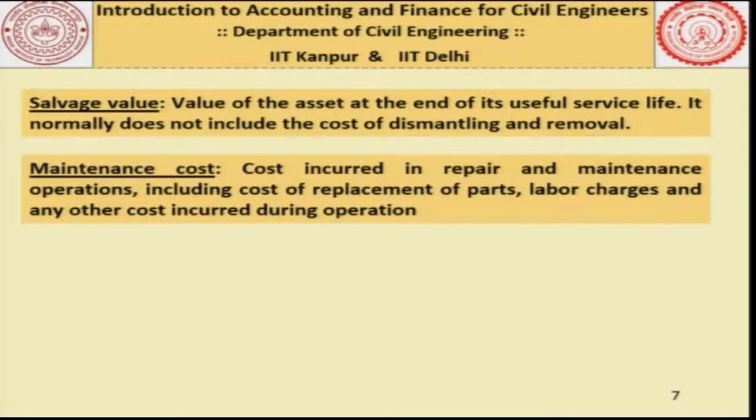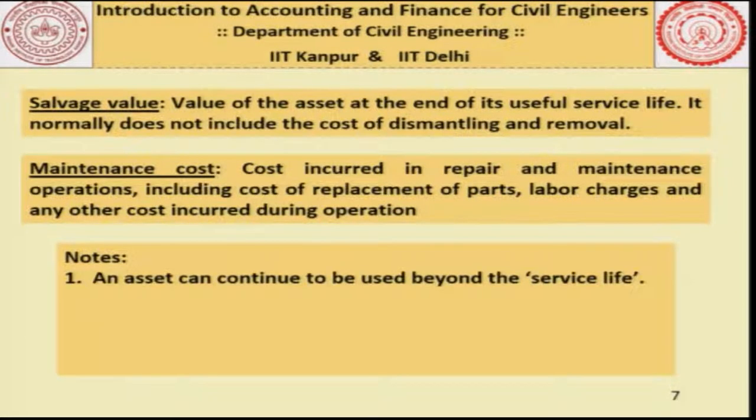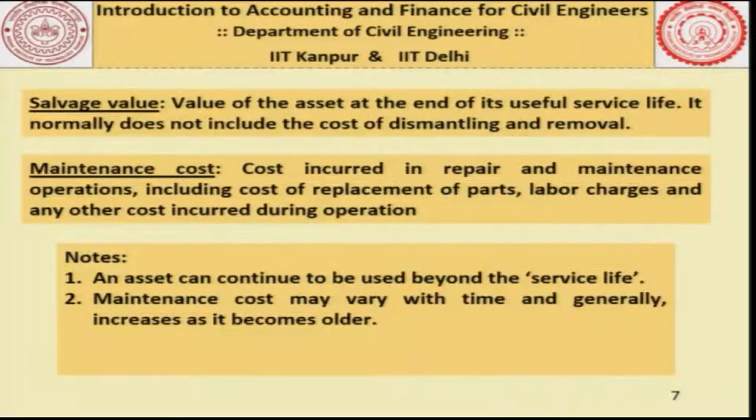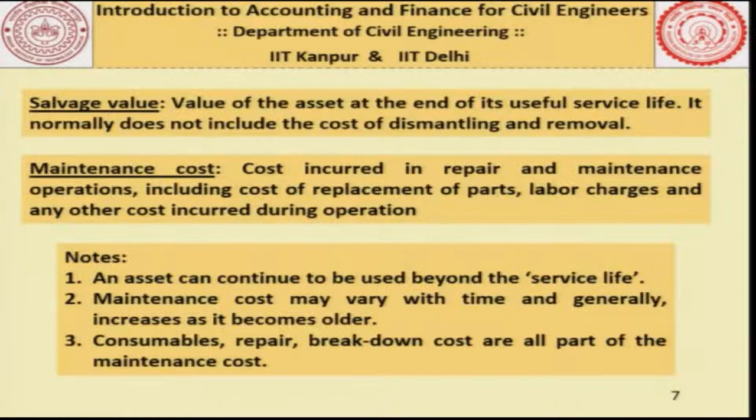Then there is maintenance cost, which means cost incurred in repair and maintenance operations, including cost of replacement of parts, labor charges and any other cost incurred during the operation of that equipment. Let me caution you on a couple of points. An asset can continue to be used beyond its accounting service life, that already I have mentioned. Maintenance cost may vary with time and generally increases as the equipment becomes older, and consumables, repair, breakdown costs are all part of the maintenance cost.